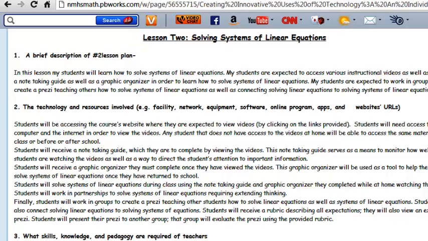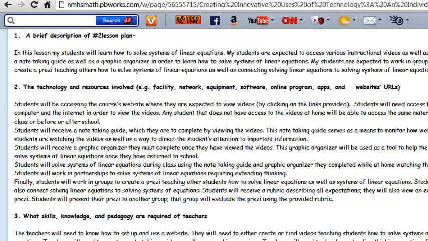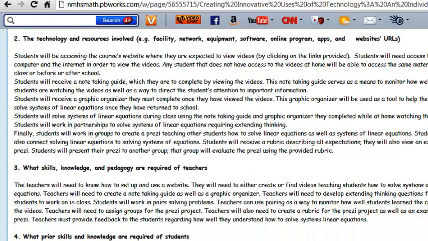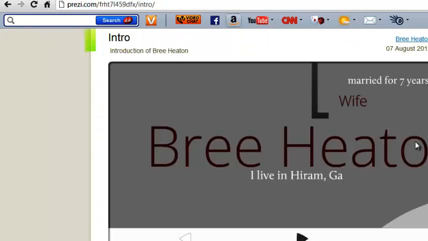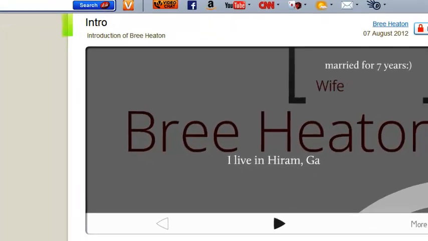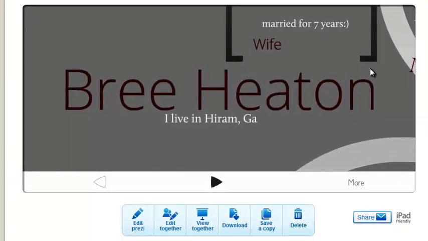So the only added technology students will actually have to use is learning how to do the Prezi. And I have an example Prezi. I always want to teach students how to do things using a non-example, so I give them an example. I introduced myself to the students, so I have a presentation all about Bree Heaton, and the students actually get to create their own Prezi all about themselves. That's one of our very first Intro to Me activities.